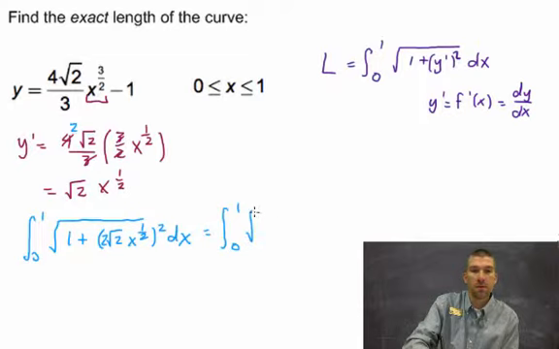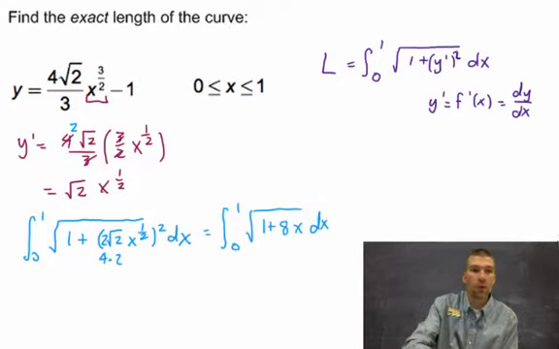The square root of 1 plus, and then 2 squared is 4, times the square root of 2 squared is 2. So 1 plus 8x dx. And the dx is not under the radical, so let me make that clear.